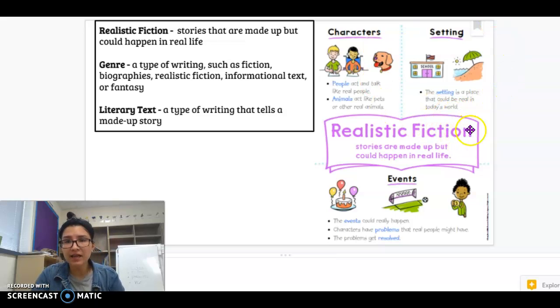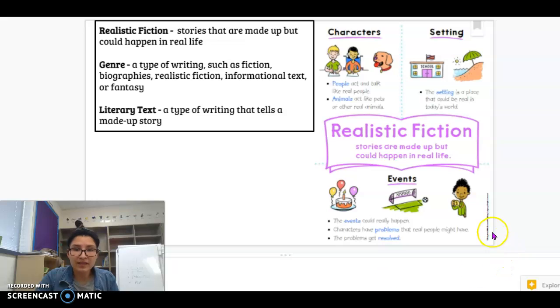Now the setting. If the setting is a place that could be real in today's world, then that's a good clue also that the story is realistic fiction. For example, we have a school, a beach, a park, grocery store, a home. Those are all real places in today's world.